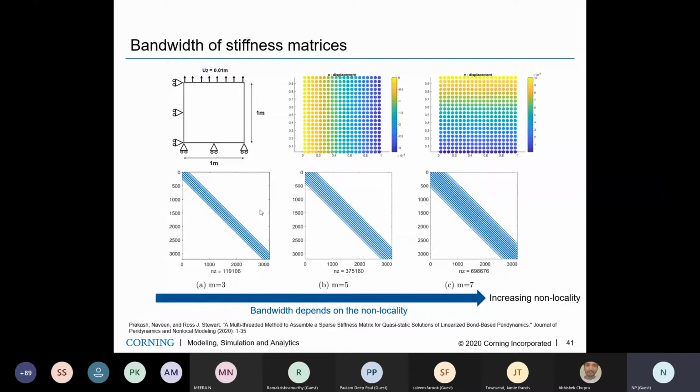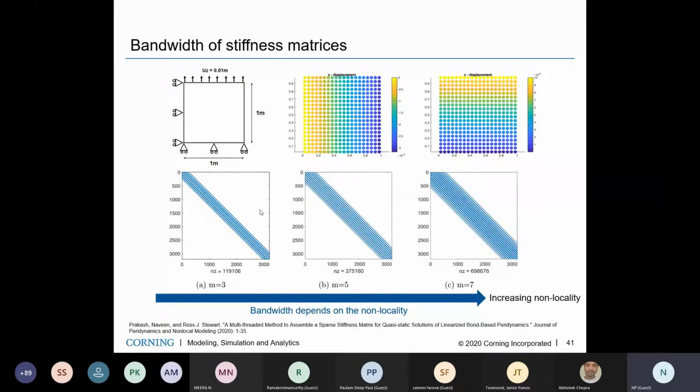But to model complex problems like propagation of cracks, let's say, you need a large non-local interaction region to get accurate solutions. And you have to deal with this increased bandwidth, which has a computational cost, because now you need more memory to store the additional non-zero terms of the stiffness matrix. It might slow down your solution, things like that.